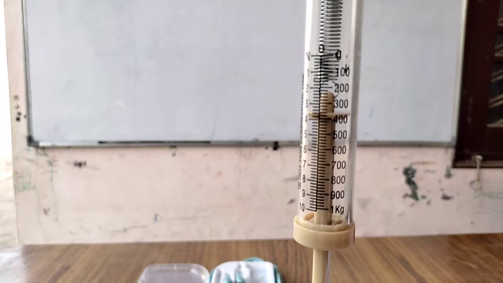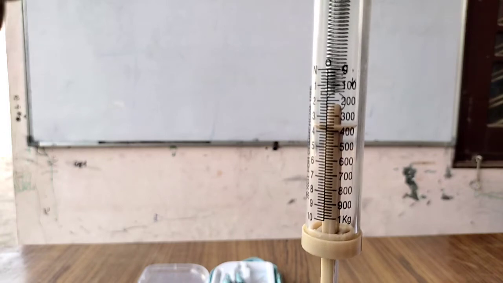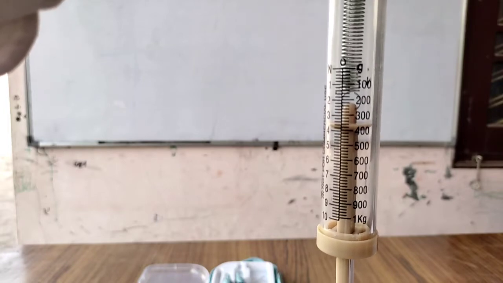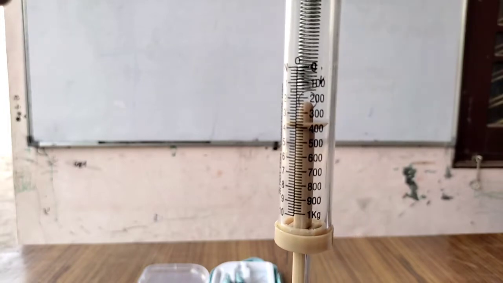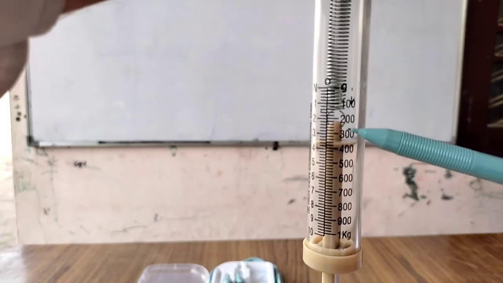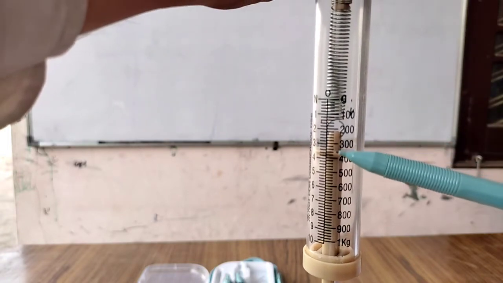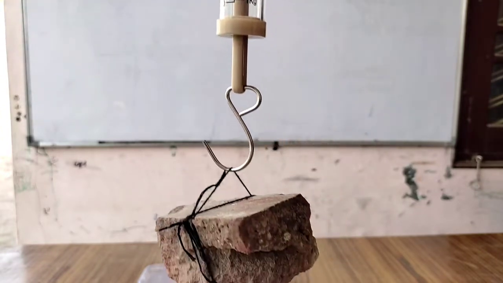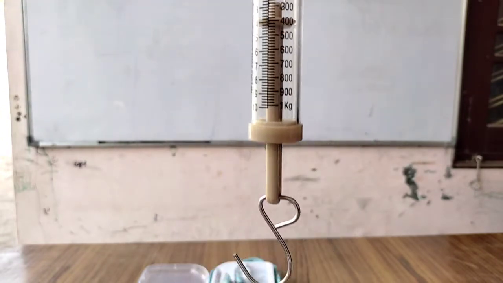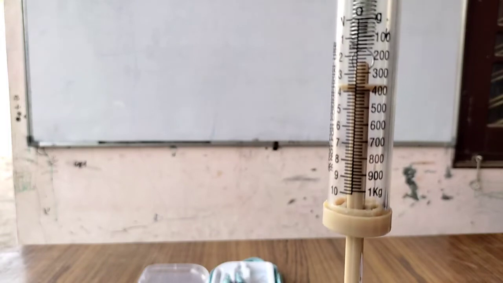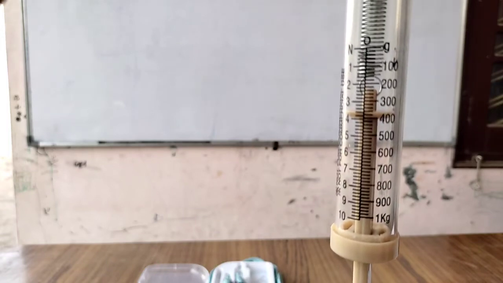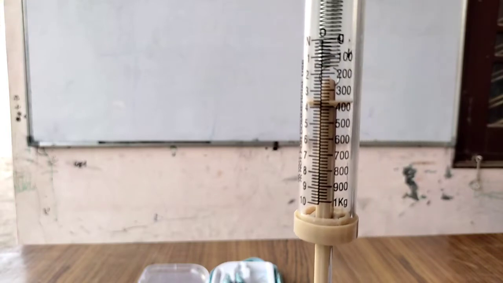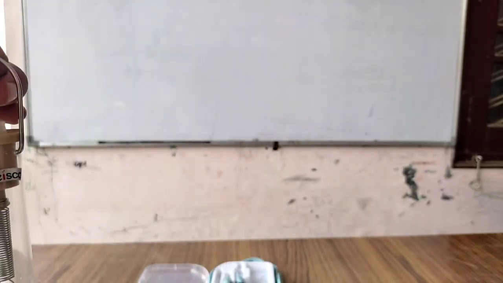and it becomes 360 gram, means you check 20, 40, 60, and the weight by the spring balance of the brick piece which we have used during the practical is 360 gram.